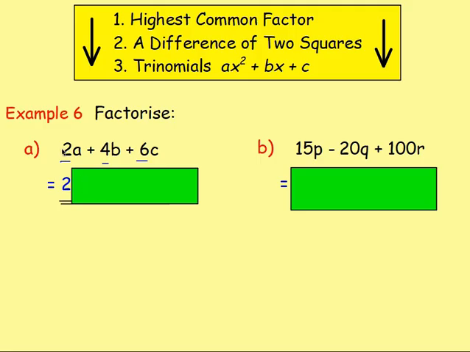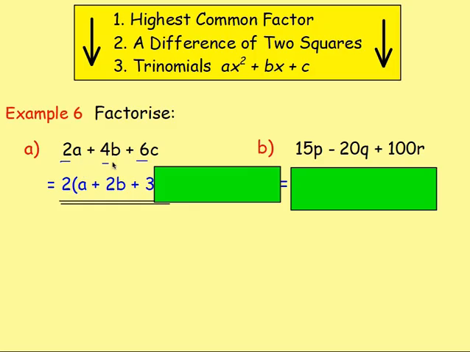Then think, 2 times what gives you 2 times a? Well, that's 2 times a. 2 times what gives you 4b? Well, it's 2 times 2 to get the 4, and you've also got the b. And then 2 times what gives you 6c? Well, 2 times what is 6? 3. Good. And 2 times 3 gives you 6, but you've also got a c. Brilliant. And again, to multiply that out, 2 times a, 2 times 2b, 2 times 3c, and you would get back to the question that you've got to factorize.